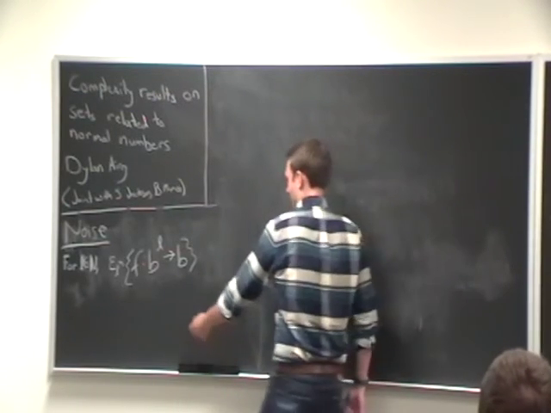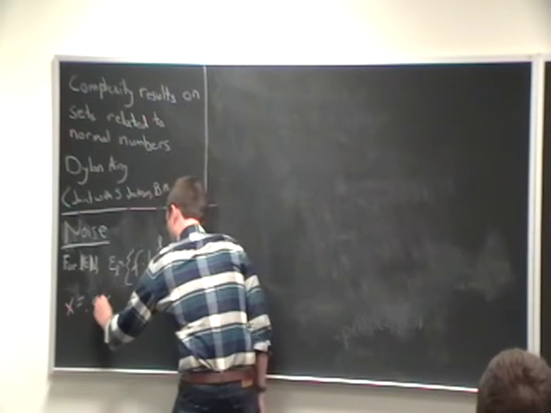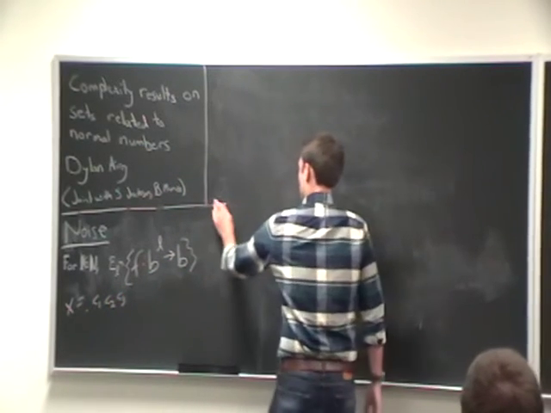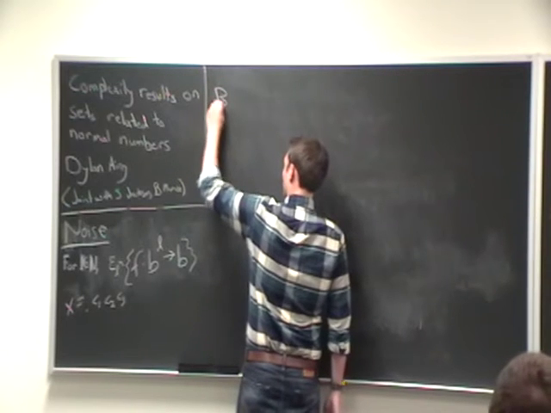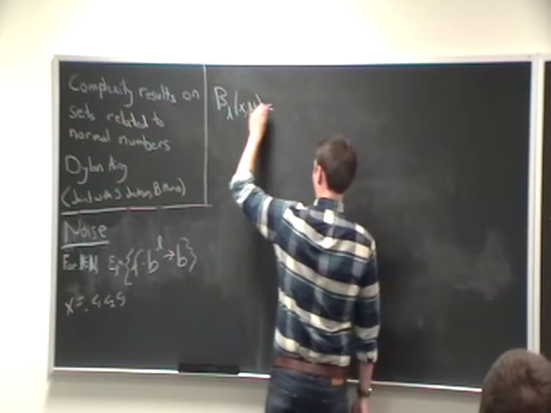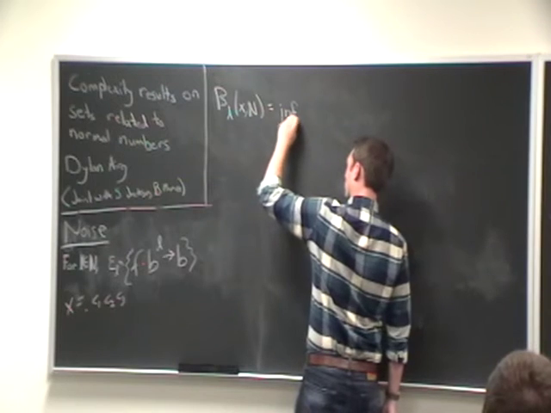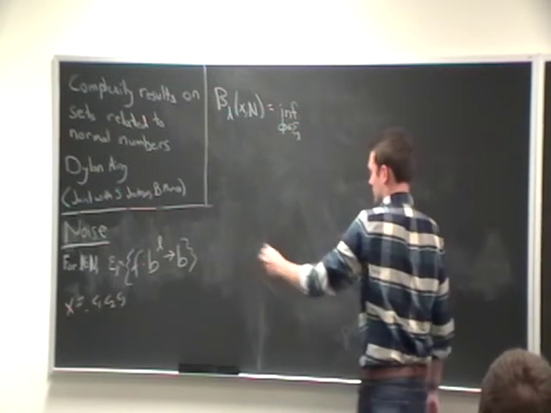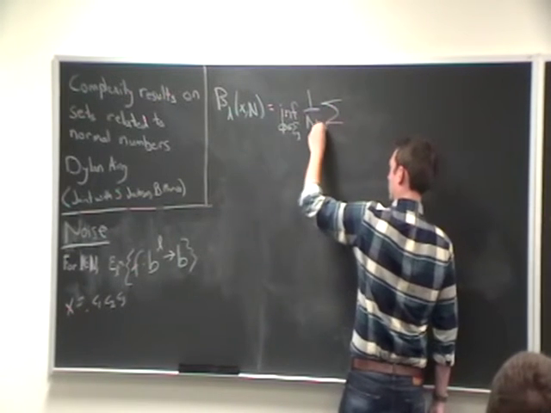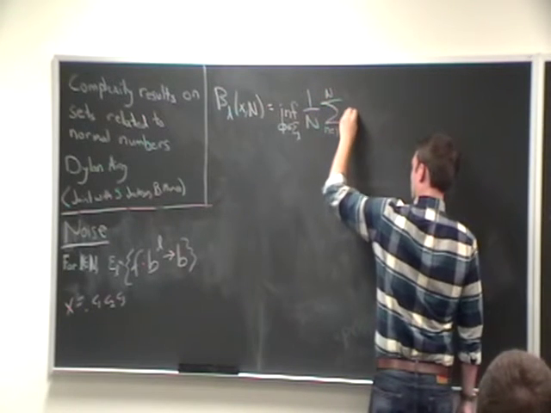Now also take a real number x, which is equal to 0.C1 C2 C3, etc. in base B. Then we define the quantity beta L of x N to be the following. First we take an infimum over our set of block functions E sub L, and we look at 1 over big N, the sum from little n equals 1 to big N of this quantity.